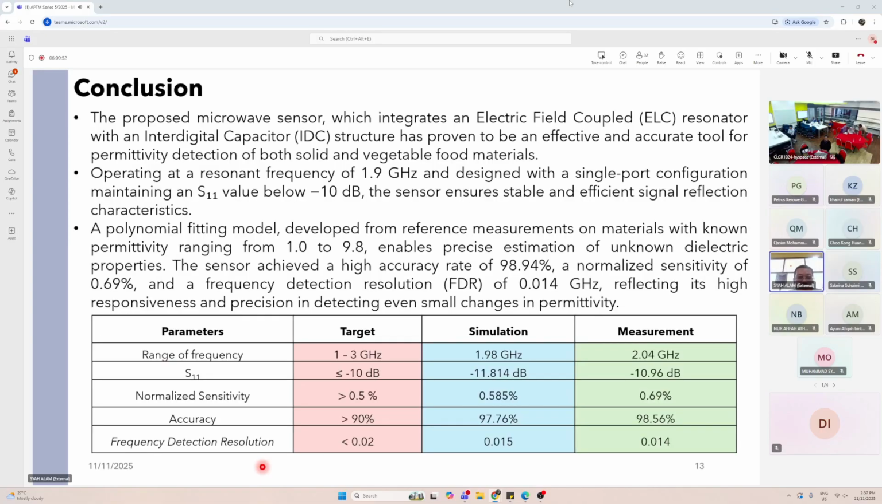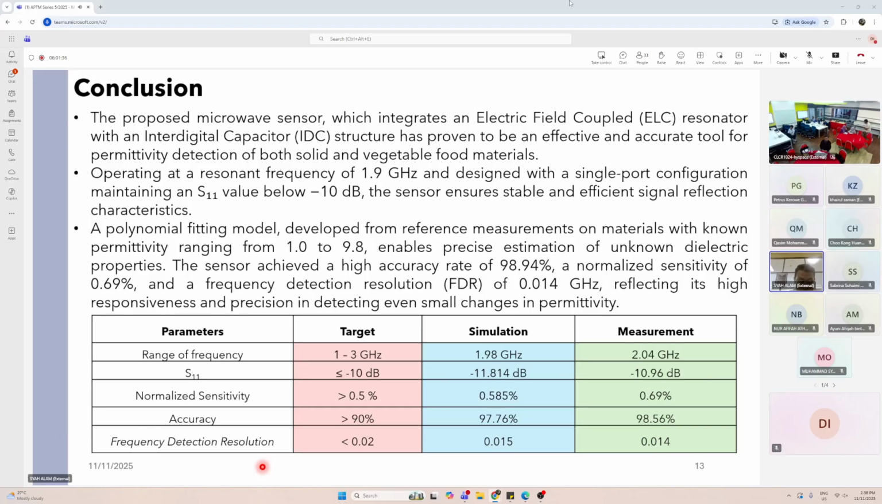Okay, this is the conclusion. The proposed microsensor, which integrates an electric field resonator with an interdigital capacitor structure, has proven to be an effective and accurate tool to detect permittivity of solid samples and vegetable materials. Operating at a resonant frequency of 1.9 GHz and designed with a single port configuration, maintaining an S11 value below -10 dB, the sensor ensures stable and efficient signal reflection. Based on the polynomial fitting model developed from reference measurements on materials with known permittivity in the range 1 to 9.8, it enables precise estimation of unknown dielectric properties.